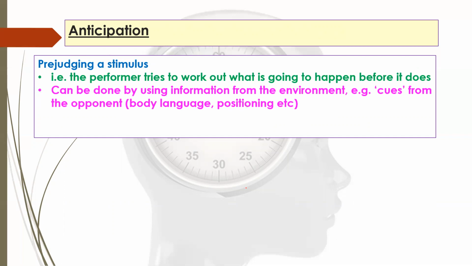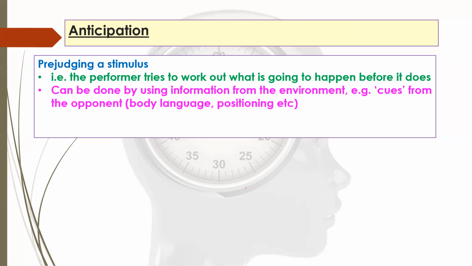So this can be done using information from the environment. So it's not just a wild guess. I mean, at a lower level, it could be, but then it's not so much anticipation. Then you're generally just guessing there. But as you get better at it, anticipation is almost like a skill. It can be done well. If you've got good anticipation, you're able to do this fairly successfully.